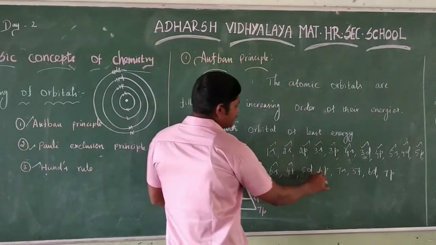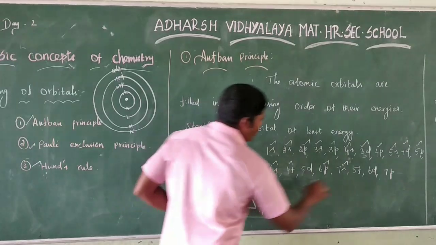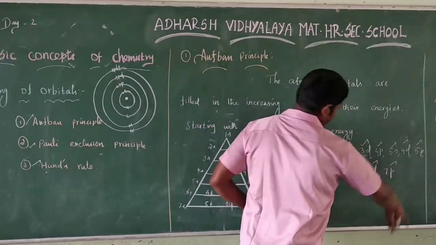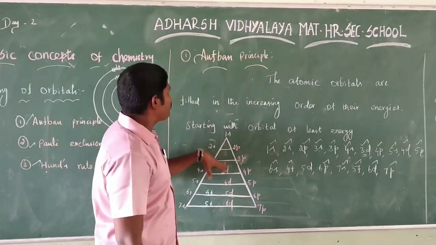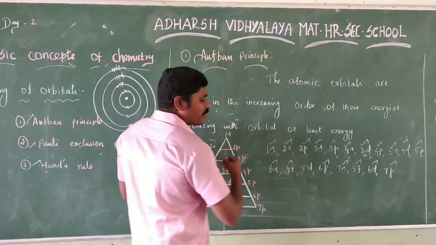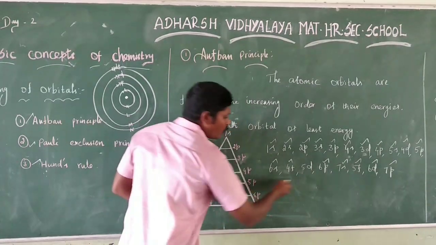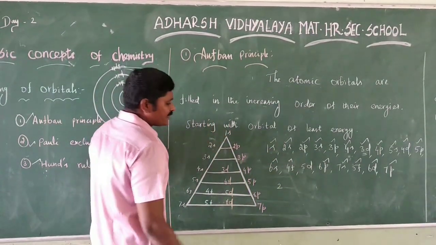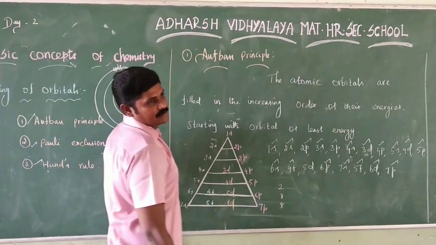4f, 5d, 6p, 7s, then 5f, 6d and 7p. The periodic table is also arranged based on the Aufbau principle. The first period or row contains 2 elements. The second and third rows or periods contain 8 elements.